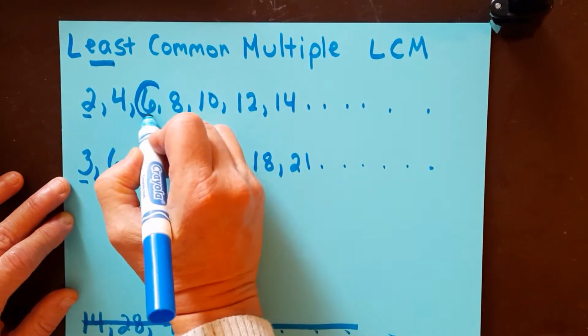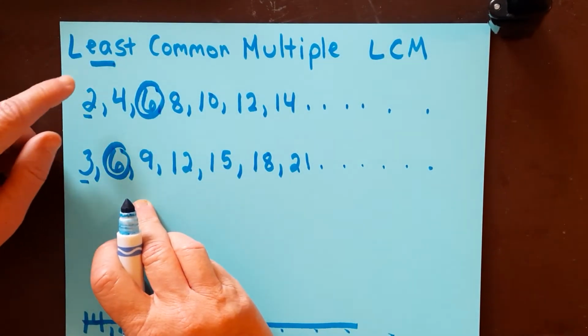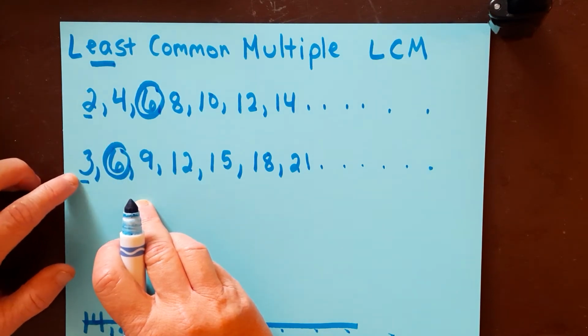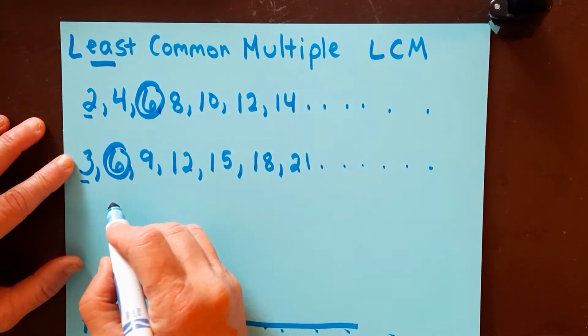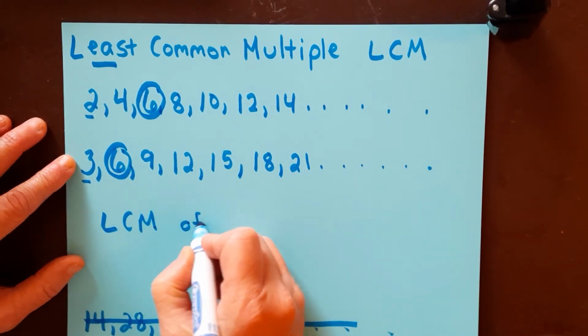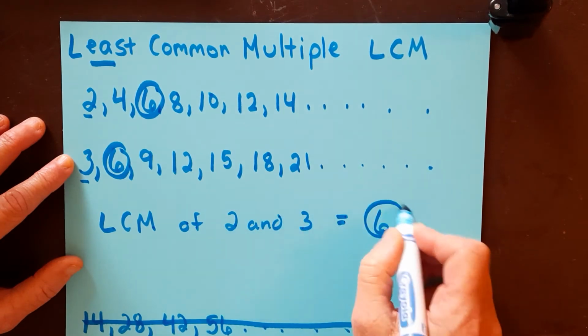So we have to go back closer to the start. And we can see that 6 and 6 are in both lists. The only other multiple that is smaller than 6 is a 4, but it is not a multiple of 3, so we can't use it. The least common multiple of 2 and 3 would be 6.